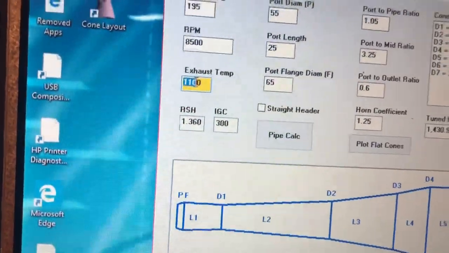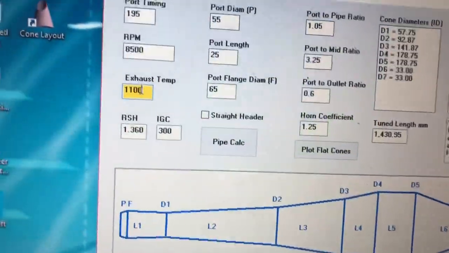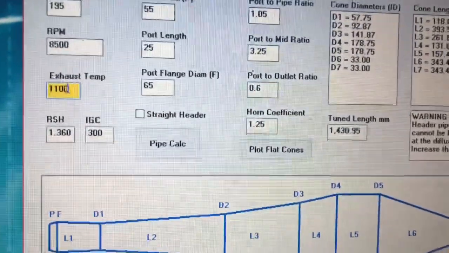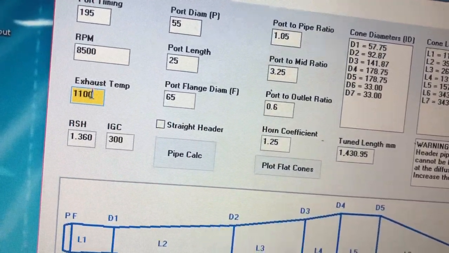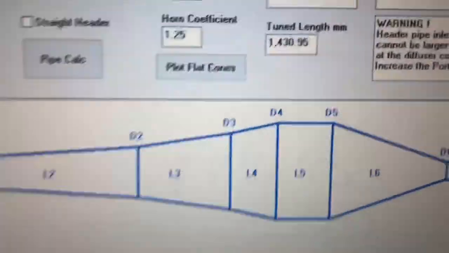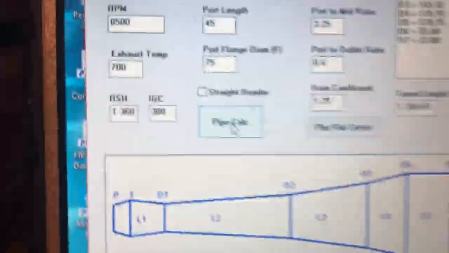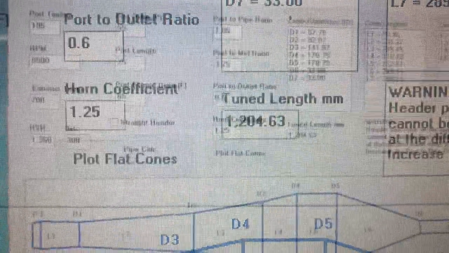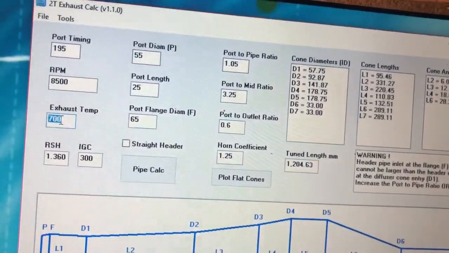Teaser was saying that most softwares don't take into account exhaust temperature. So watch this. This is fascinating. We'll go from 700, all right, 1100 to 700. And watch the tune length. Is 1204. So here's the difference in exhaust temperature.